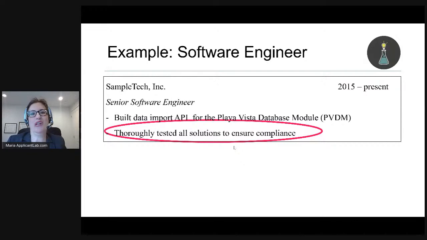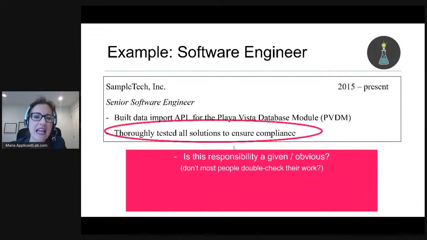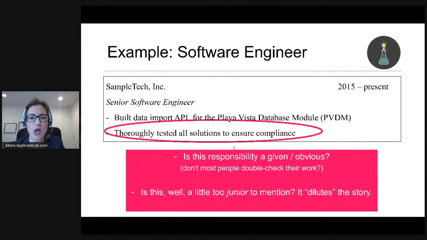Then this other bullet point, thoroughly tested all solutions to ensure compliance. Ugh, isn't it obvious? Don't most people double check their work before they do it? I don't always, but most of us do, right? If you're about to send something to your boss, don't you usually give it a once-over? So saying that you tested the software is kind of low level, right? Isn't it a little too junior to mention? It sort of dilutes the story a little.